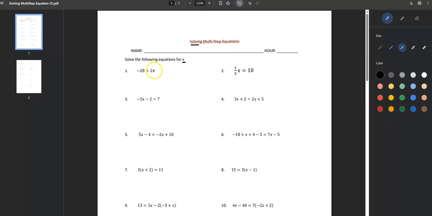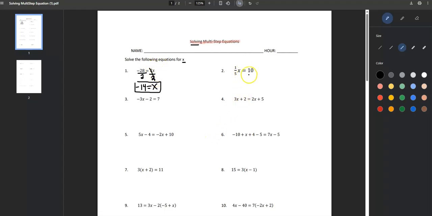I've got this 2 that's next to this x, which is multiplying when there's no sign in between. So I'm going to do the opposite of that, which is dividing. Okay? That cancels that out, and I'm left with just x equals, and then whatever negative 28 divided by 2 is, which is negative 14. And once I have one x, I'm done. So that one would just be x is equal to negative 14, which we could have guessed. That one's easy enough to guess.